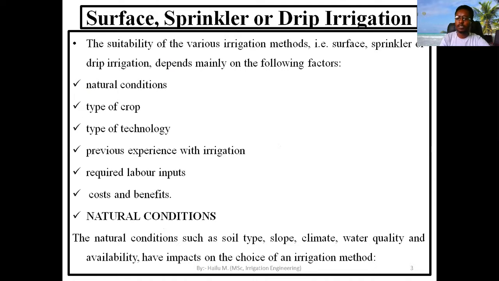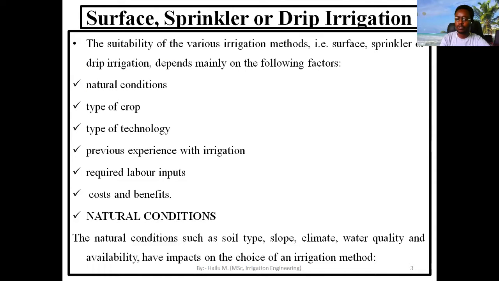The first one is the natural condition. The second is the type of crop. The third is the type of technology. Fourthly, previous experience with irrigation and required labor inputs. Cost and benefit are the main factors that should be considered while we select the suitable or best irrigation application method. Okay, let's come to the natural condition.